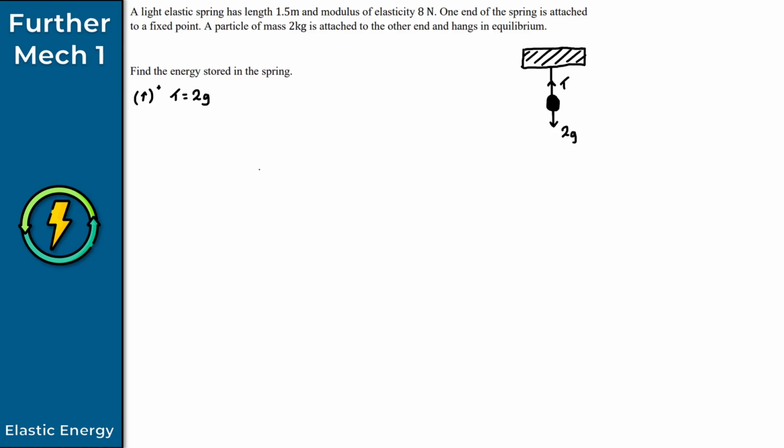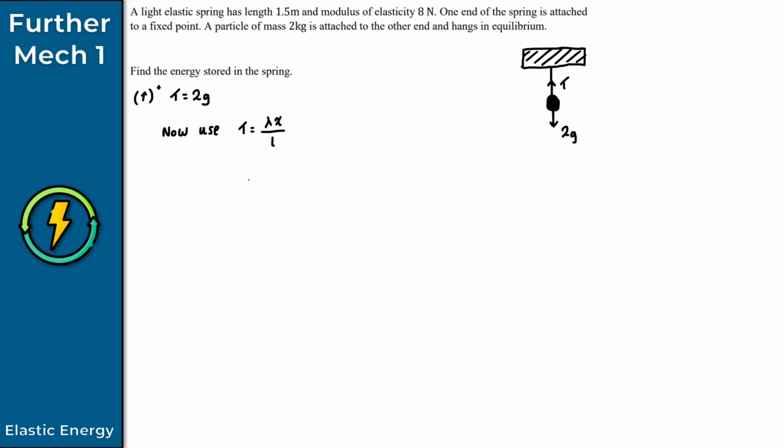So just recall when we first introduced Hooke's law for equilibrium problems, let me just make a note here. We're now going to use that T, the tension, is equal to lambda times x all over L. So what do we know here? Lambda, don't forget, is just the modulus of elasticity, so that's just 8 here. L is the natural length, which is 1.5. What we want to do here is just solve for x. We know what T is: 2g.